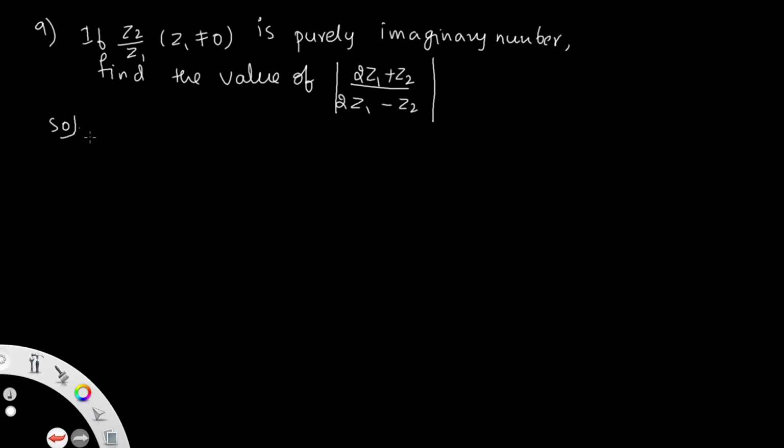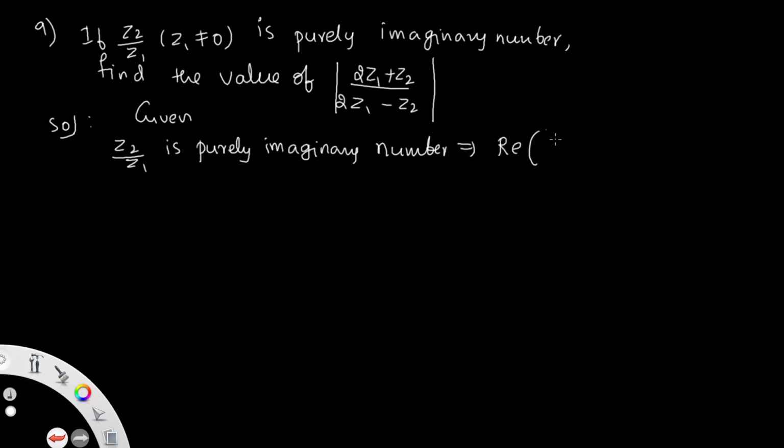Given that z2 by z1 is a purely imaginary number. That means the real part of z2 by z1 becomes 0. Re means real part. Let us take z2 by z1 as a number, so it implies the real part of z2 by z1 is 0.